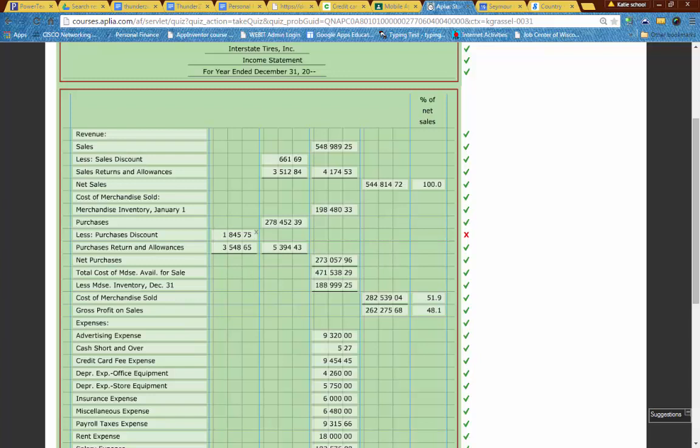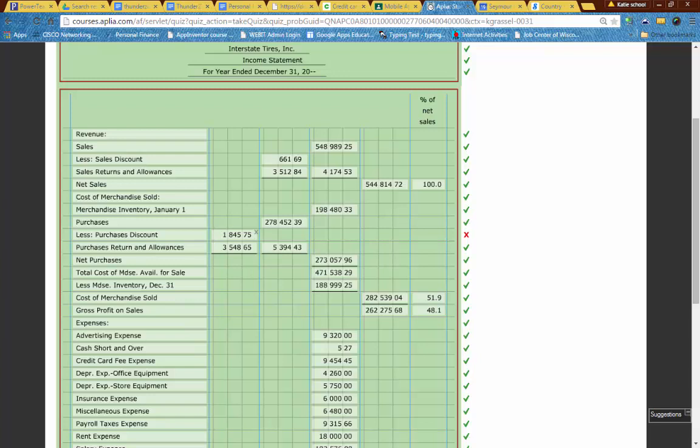So I have the total merchandise available for sale, and from that I am going to subtract my merchandise inventory on December 31st. Okay, where do I get that number? Balance sheet. Okay, so there's two different numbers for merchandise inventory, trial balance and our balance sheet. The trial balance is going to be January 1st. Your balance sheet is going to be December 31st. And I subtract that number from my total merchandise available for sale. When I do that, that's going to give me my cost of merchandise sold.